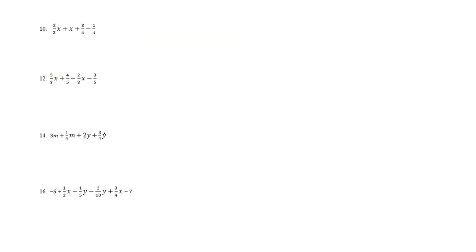Let's go ahead and look at number 14. Okay, so in 14 we have 3m plus 1/4 m plus 2y plus 3/4 y. Now remember, if a number is right next to a variable, there is implied multiplication between those two. So this is really 3 times m plus 1/4 times m plus 2 times y plus 3/4 times y.